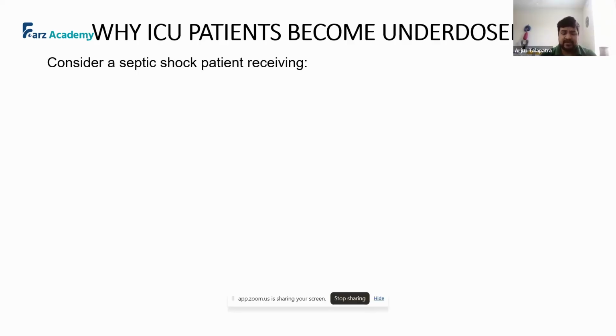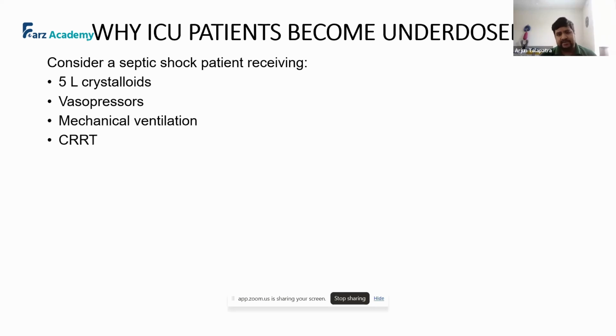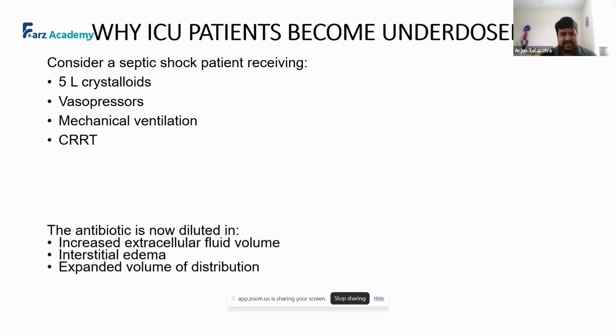One of the main problems in critically ill patients is that we tend to underdose them. Why does this happen? If you think of a typical young patient who comes to you with septic shock, you've pushed in 5 liters of crystalloids. This patient is on high dose of vasopressors, is ventilated, and you've even started a CRRT.